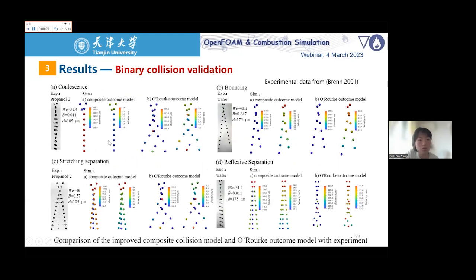So we continue to look at the shape of the binary collision. We can see our new model can capture the characteristics in the coalescence regime and the stretching separation. We have seen the small droplets are formed, and in the reflective separation it's the same. The new model can capture the satellite droplet characteristics. Well, for the original OpenFOAM model, you can see it cannot accurately predict the outcomes after the collision. It only predicts well in the bouncing regime.